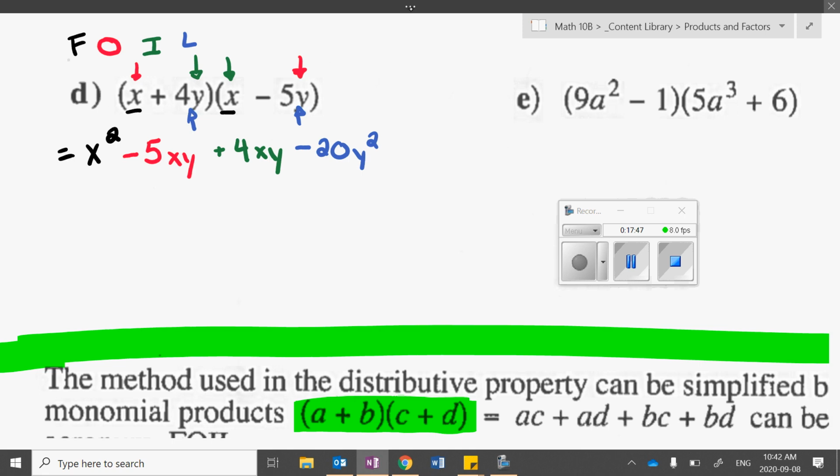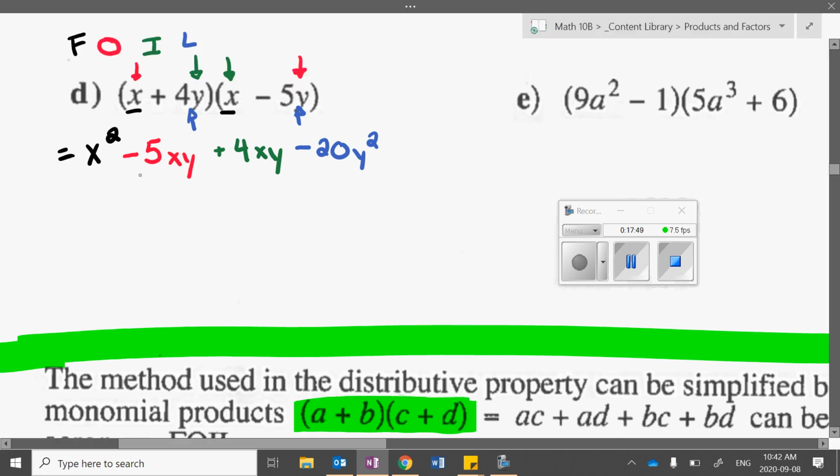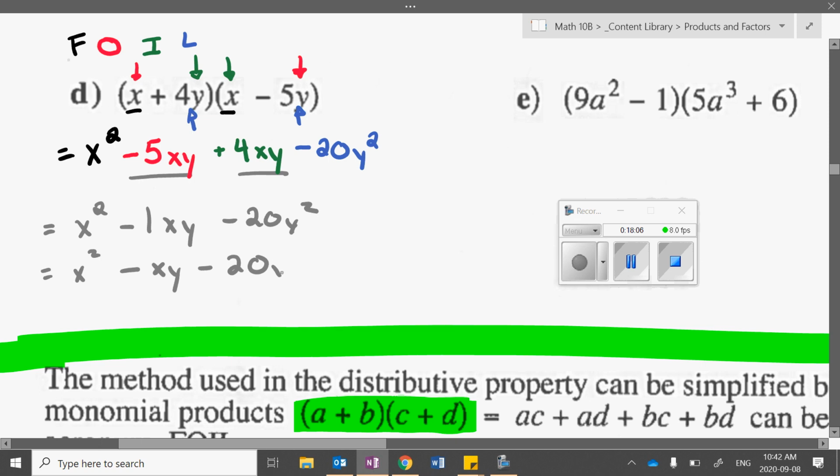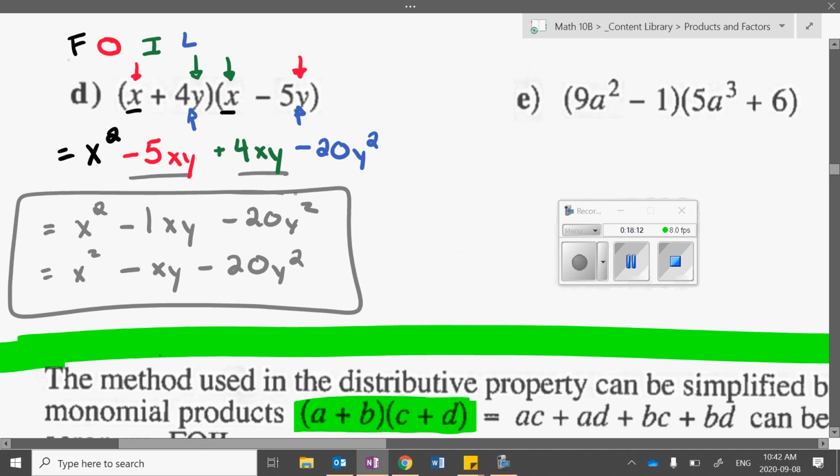From here, I can combine like terms. I have xy's and xy's, so those two can combine together. Negative 5 plus 4 gives me negative 1 xy. My 20y squared continues to hang out. If you don't want to write that negative 1, totally fine. You can just rewrite it like this. Both of those answers are totally correct.